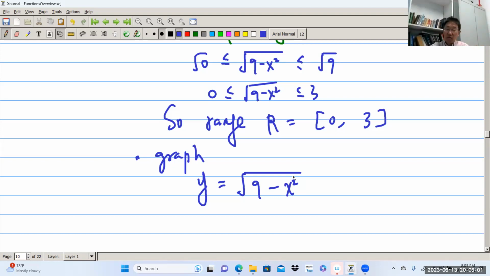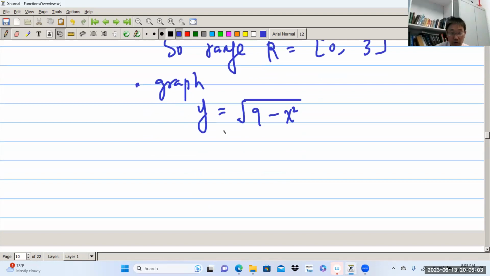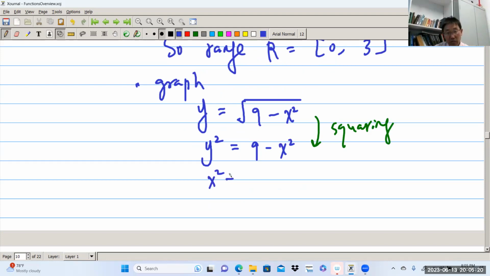That's time consuming. However, if you look more closely, you see y squared is equal to 9 minus x squared. You can square both sides to get rid of the square roots. Then it turns out you have x squared. You move this to this side, you have x squared plus y squared equals 9, which is 3 squared.